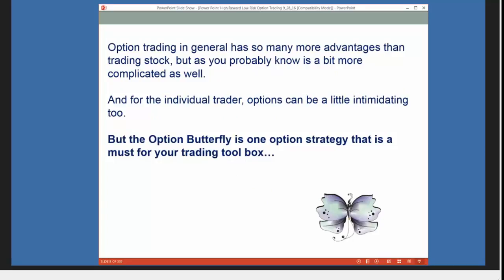Option trading in general has so many more advantages than trading stocks, but as you probably know, it's a bit more complicated as well.